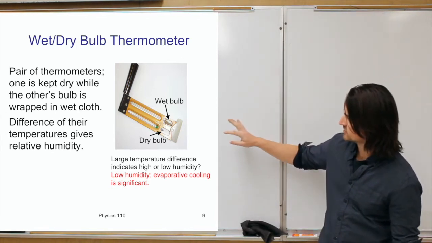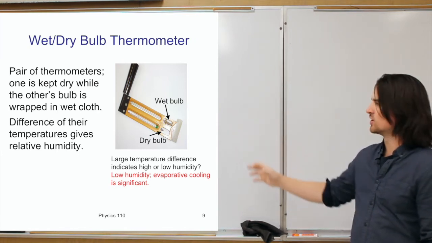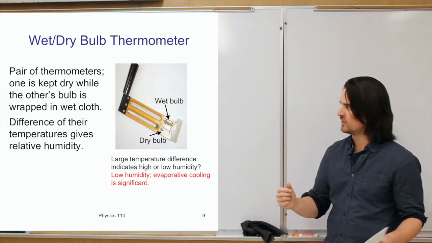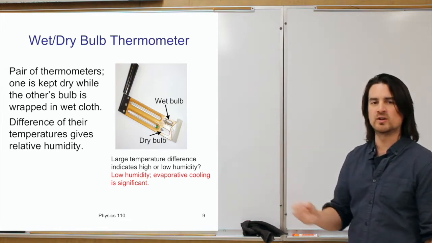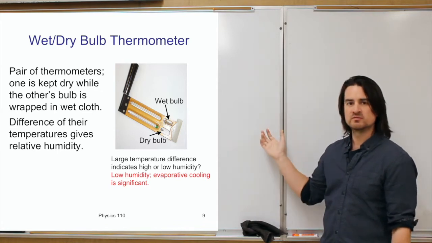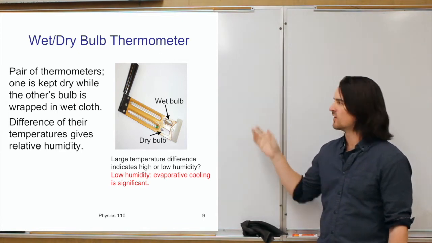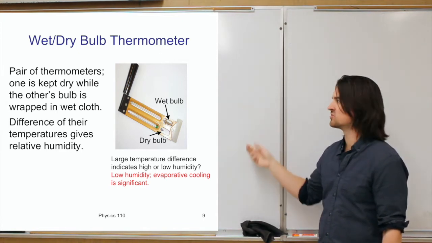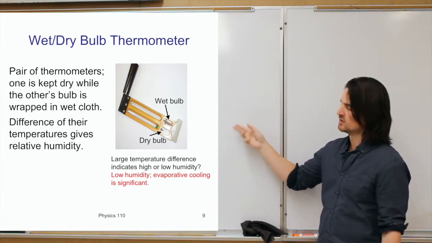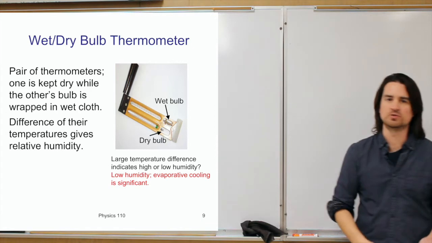One way to think about that is that the wet bulb has a lot of water around it. So if that water is able to evaporate, then it will cool the wet bulb down. However, if it's very humid, there's a lot of water molecules in the air, it's not very easy for evaporation to happen, so there's not going to be much of a cooling effect on the wet bulb. There's very little difference between the temperatures. So large temperature difference means very low humidity.